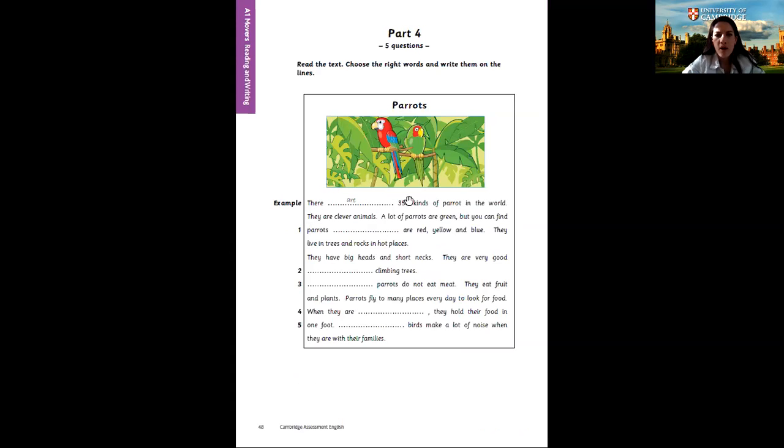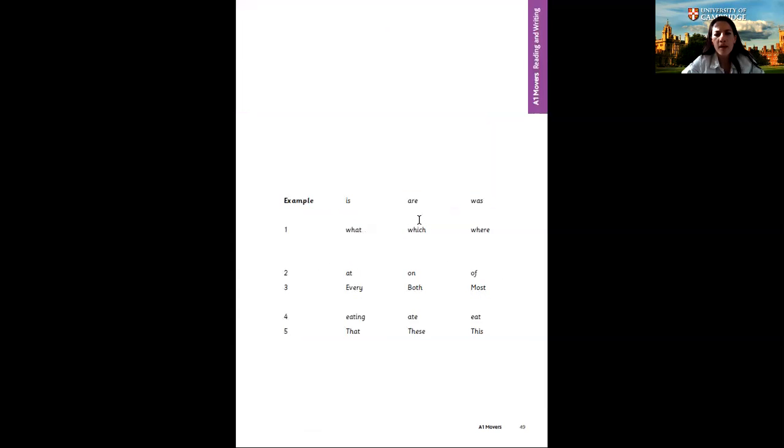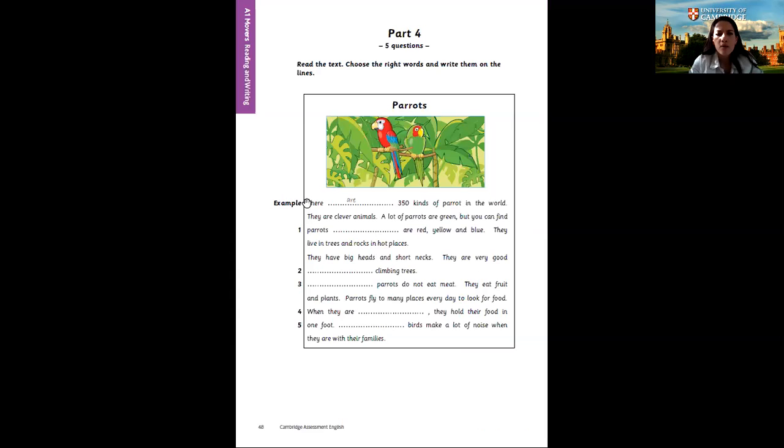For example, there are 350 kinds of parrots in the world. They are clever animals. A lot of parrots are green, but you can find parrots, okay, that are red, yellow, and blue. So you have to think which is the correct option, what, which, or where, okay? Remember that when you refer to an animal or to a thing, you can use which, okay?